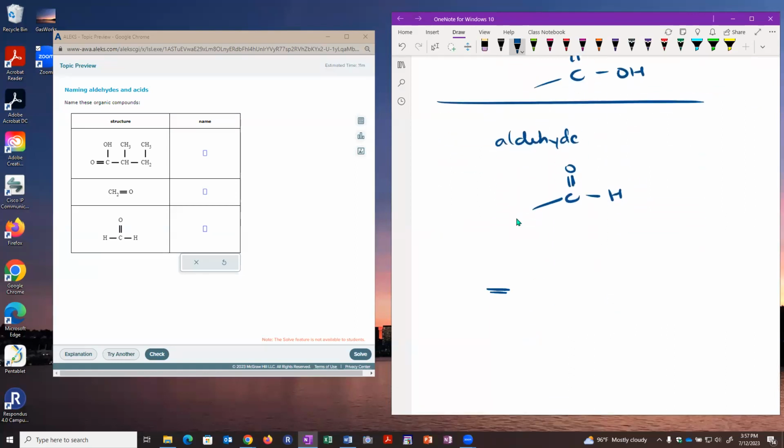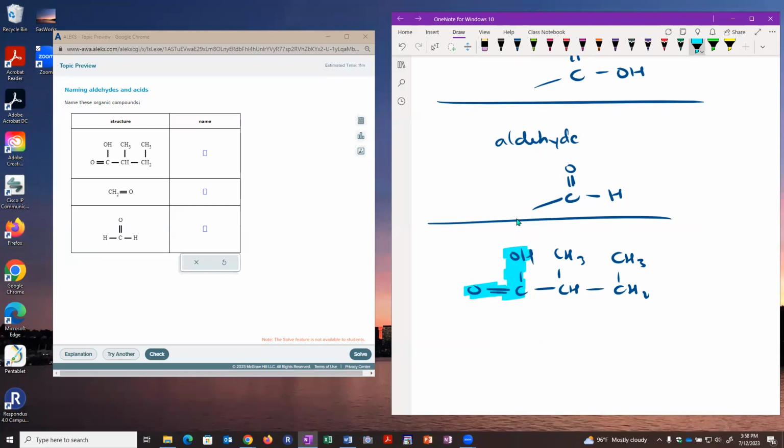So we have our C double bond O. I have an OH over here, a CH, CH3, and then a CH2, and then a CH3. All right, so the first thing we need to do is identify the functional group, and there's our functional group. So it's a carboxylic acid. And when it comes to naming or identifying the longest carbon chain, that has to be your carbon number 1, right?